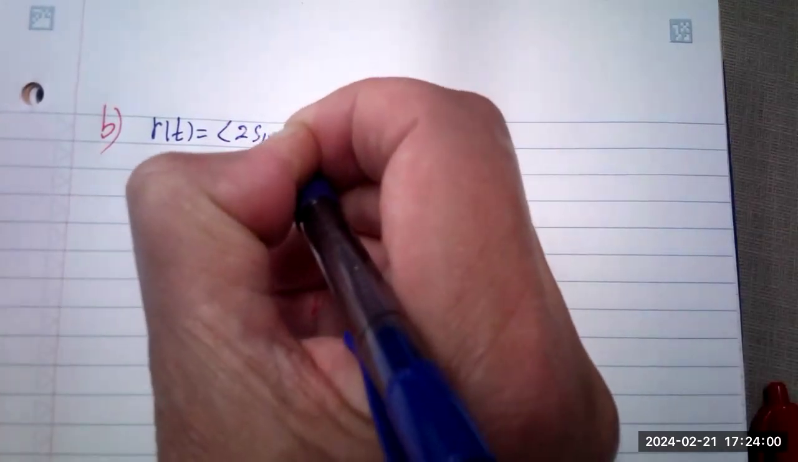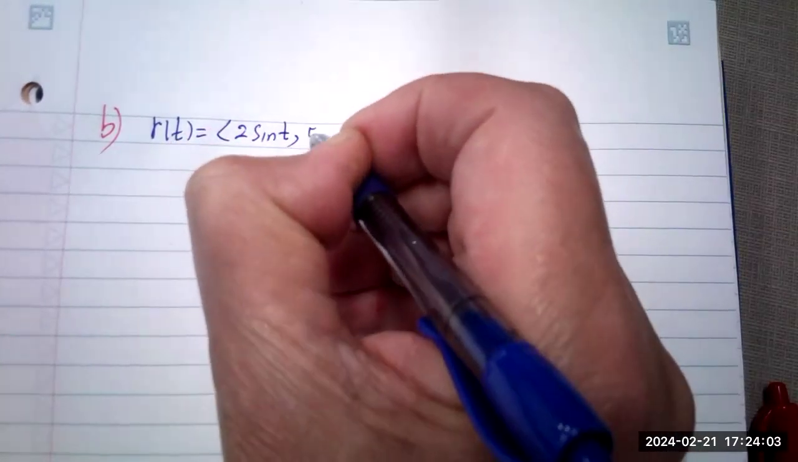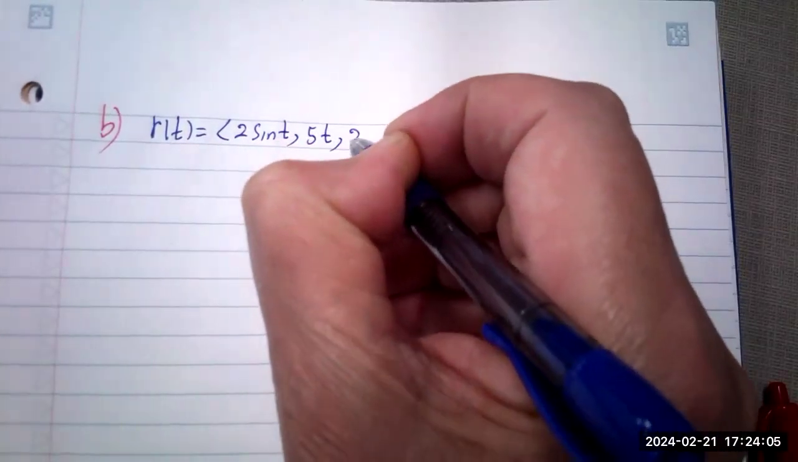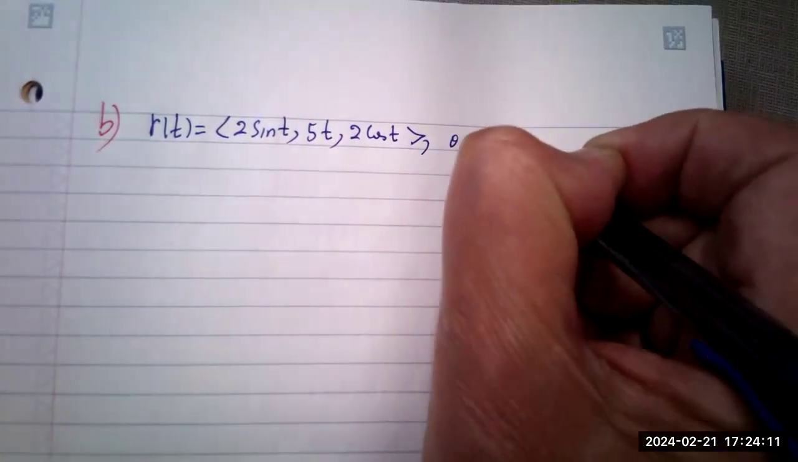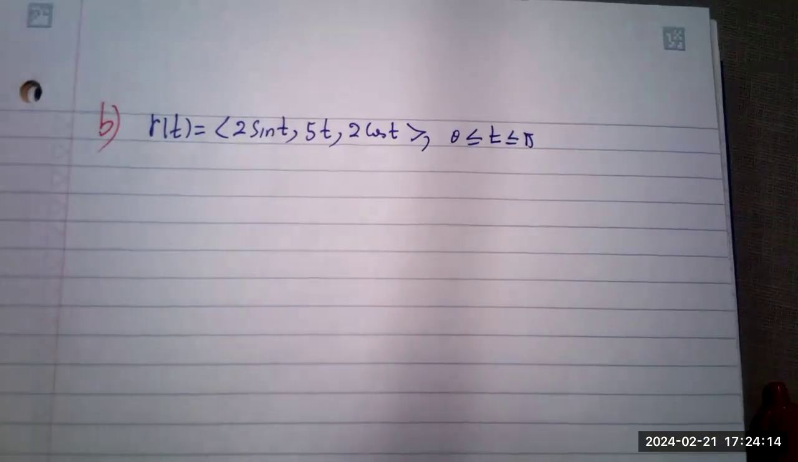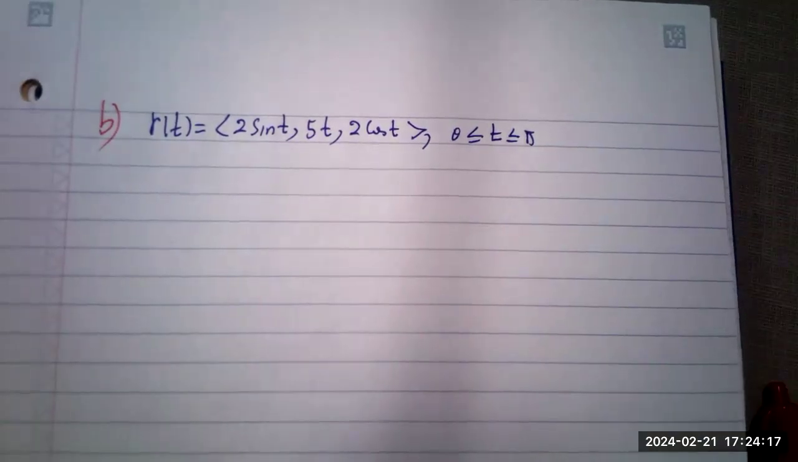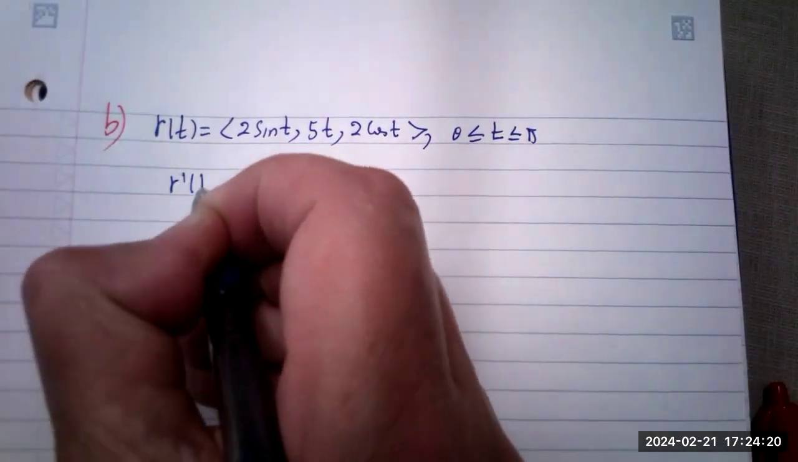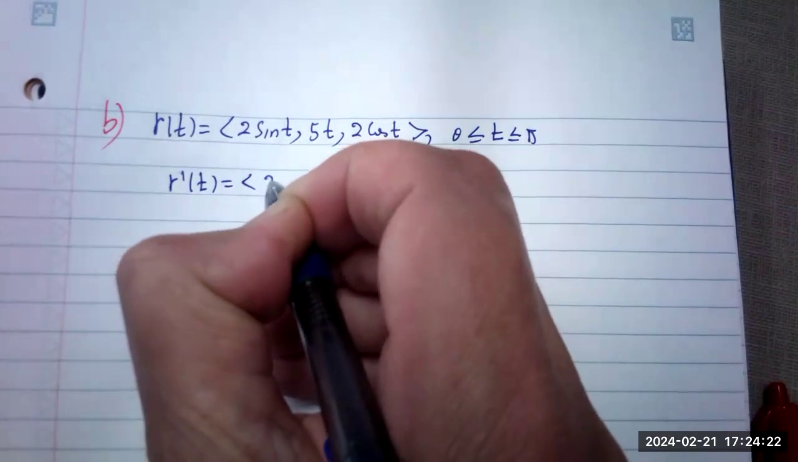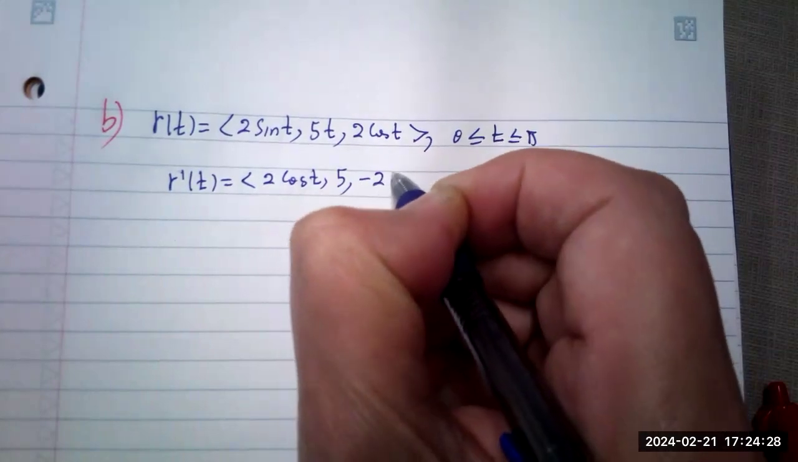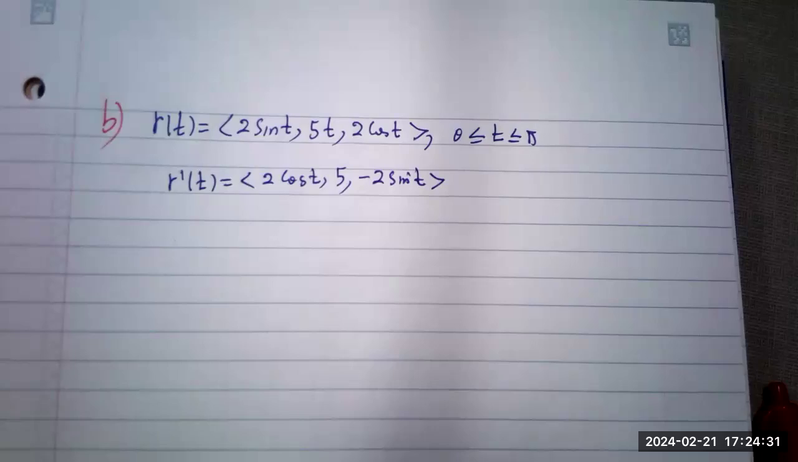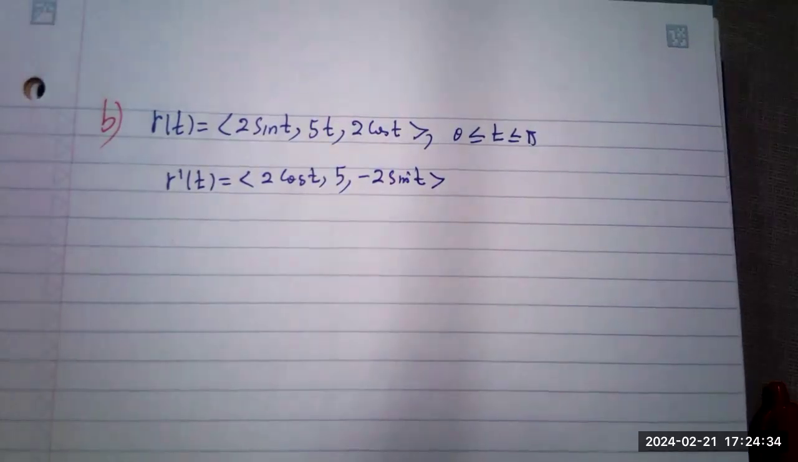r of t is 2 sine t, 5t, and 2 cosine t. This can be done, you should be able to do it easily. Let's see. We get r prime of t, which is going to be 2 cosine t, 5, minus 2 sine t. So this is going to be the case. Now get the norm.